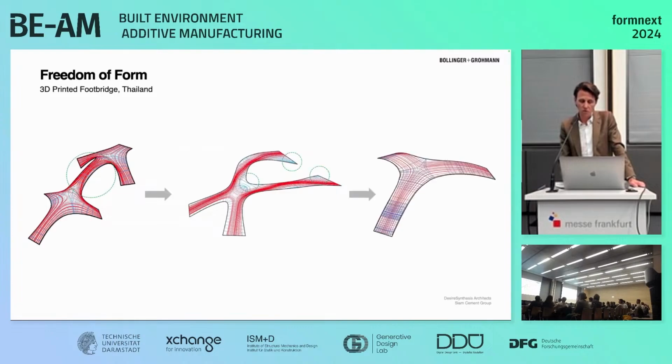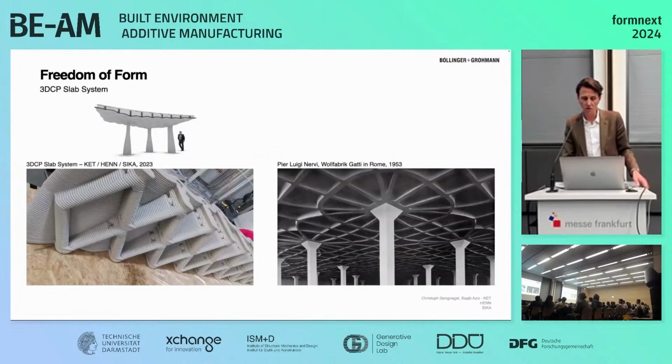And we try to optimize the 3D processes. So for us, it bears that quality of the freedom of form. Somebody already showed that image on the right from Pierluigi Nervi. And why I come to these days also is to get inspiration and then to try to really do it for reality. So this is a research done at the KET, so at a university in Berlin, with Professor Gengnagel, together with Hen and Sika.